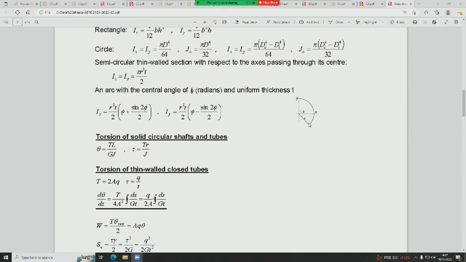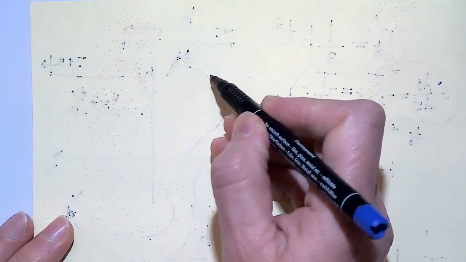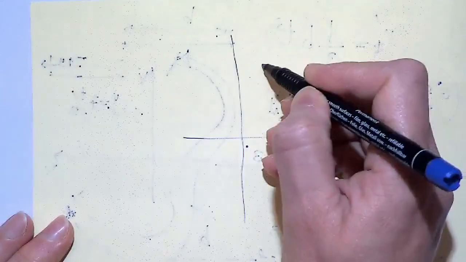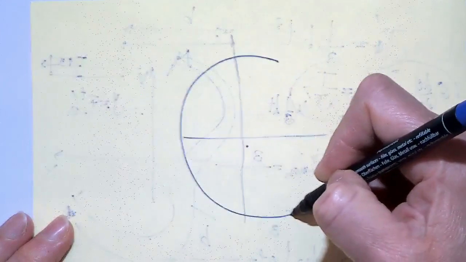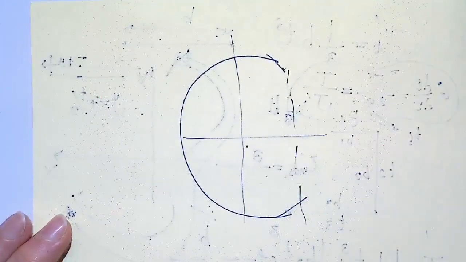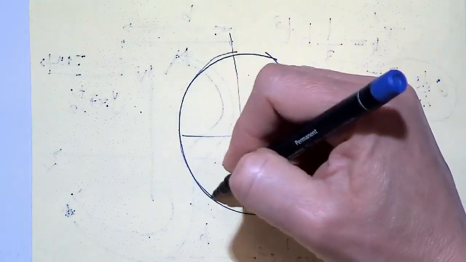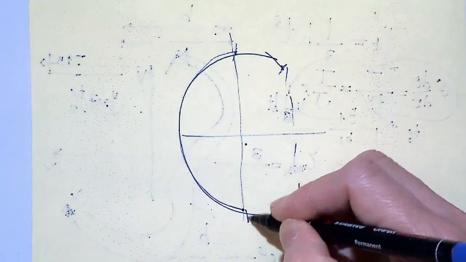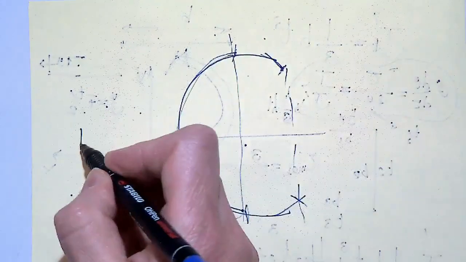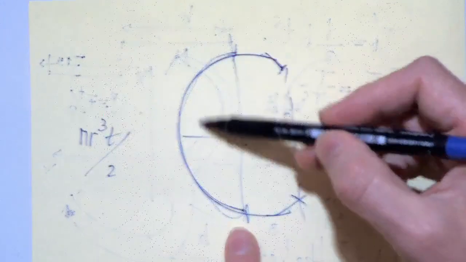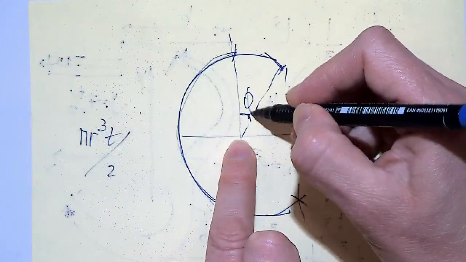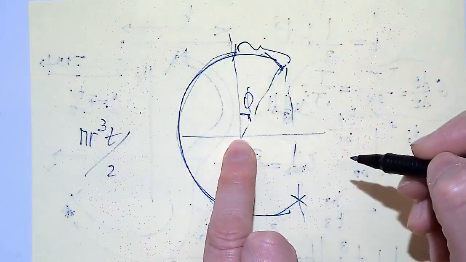So phi in radians is the central angle of the arc. So if we had something that was like 200 degrees, we would have to put it in half and then double the whole thing? Yes. If you're analyzing a section like that, you find it for this semicircle, and you find it for this arc and this arc. For the semicircle, it is pi r cubed t over 2. And then for this central angle, whatever it is, based on that equation, you find it for this one and multiply it by 2.